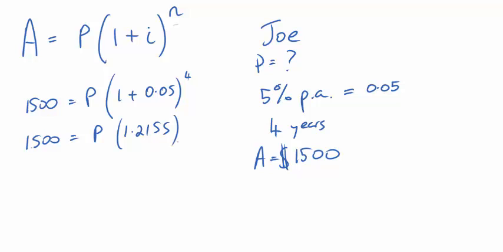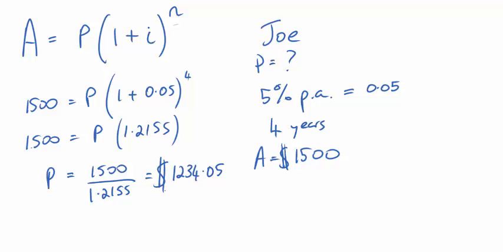Now we have a straightforward maths problem, and all we need to do is rearrange it. So P is going to be equal to the 1,500 divided by the 1.2155. And the answer to that is 1234.05. It's a pretty cool answer. $1,234.05 is what Joe would need to put in the bank if the bank was offering 5% per annum compounding yearly for 4 years.